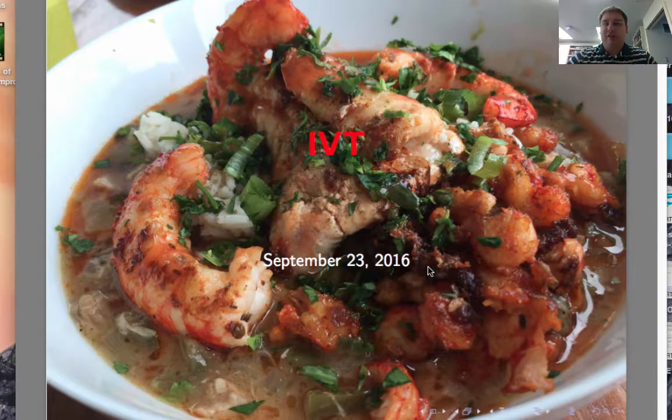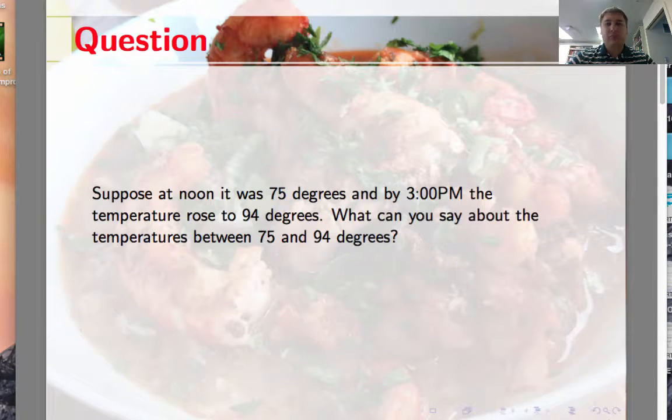Okay, so next we're going to talk about something that builds on this idea of continuity, what it means to be a continuous function. And this is a very important result, something that is true if you have a continuous function. It is called the intermediate value theorem, the IVT for short. So I want to start this off by posing a question to you.